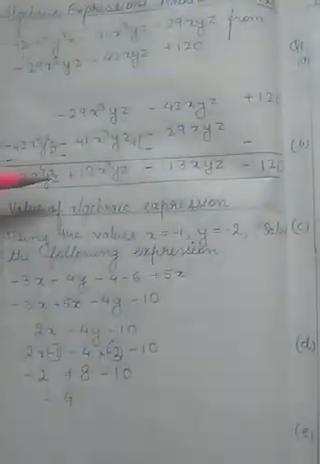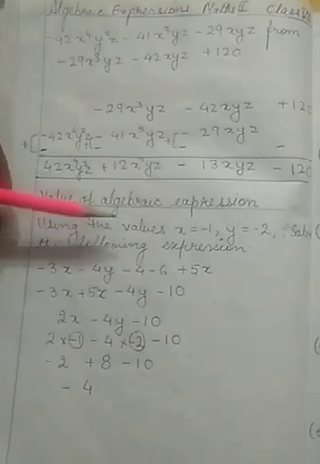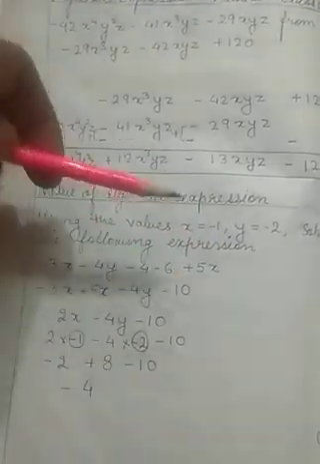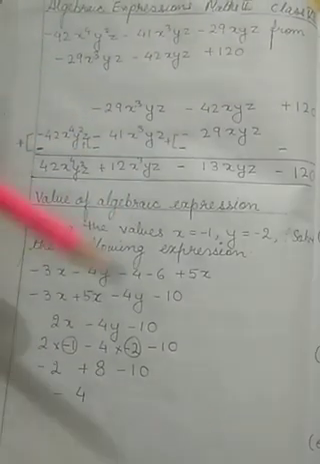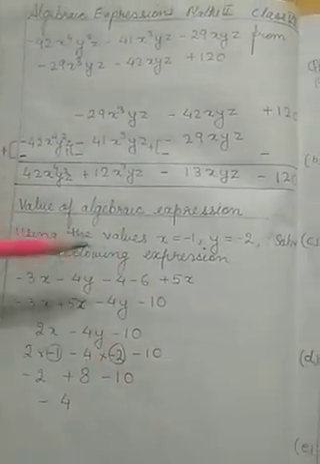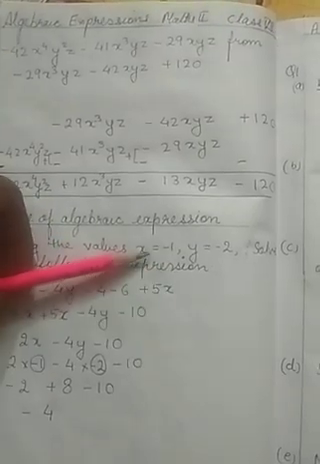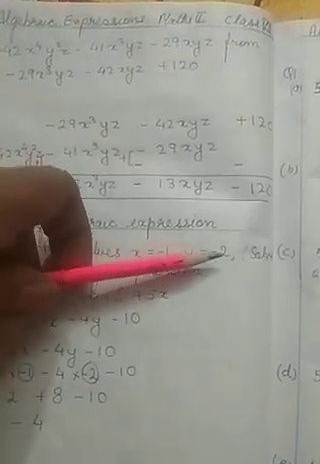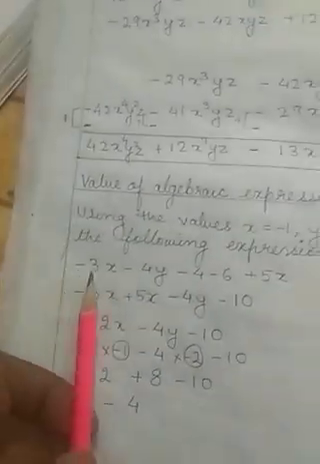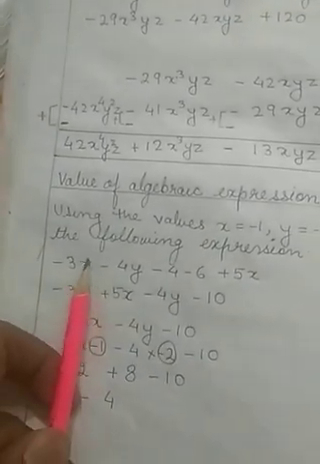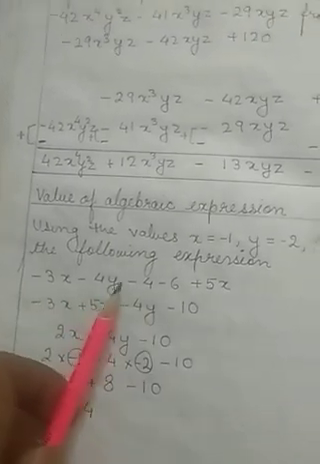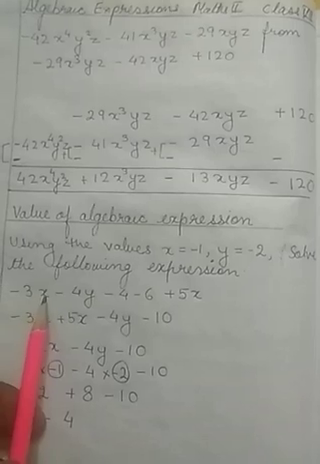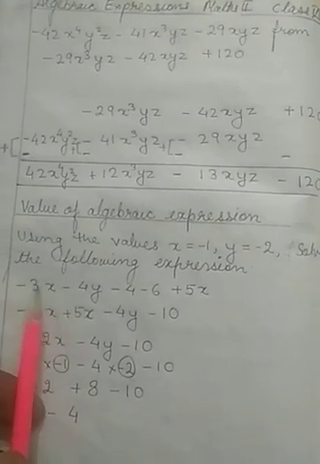Now value, if we are using values, how to simplify or how to find out the number while using the values. So here x is being assigned as minus 1, y is assigned as minus 2 in this expression. Now we will replace x as minus 1, here y as minus 2. So minus 3 into minus 1 will give you 3, isn't it?